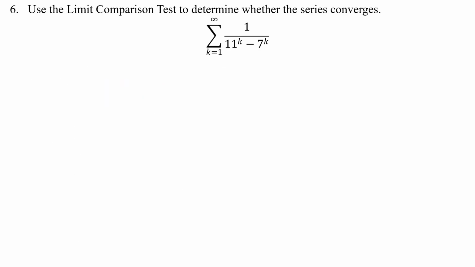All right, what if we have something like this? We have 1 over 11 to the k minus 7k. They are different bases, so we can't combine those two, but we're going to do what we always do. Just take that first part, let that be our bk. The whole thing here is our a, so our b, we're just going to let it be 1 over 11 to the k and compare.